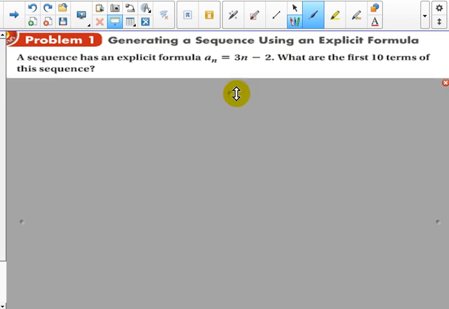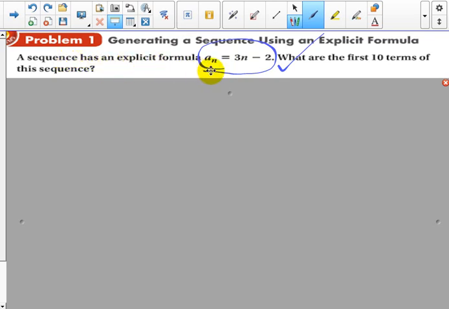A sequence has an explicit formula, a sub n equals 3n minus 2. So it's just slightly, we turned up the notch on the difficulty level from the one we just did. So now we know this is an explicit formula. You will have one of these on your test, okay? So we have to know how to do them, especially to move on in this chapter.